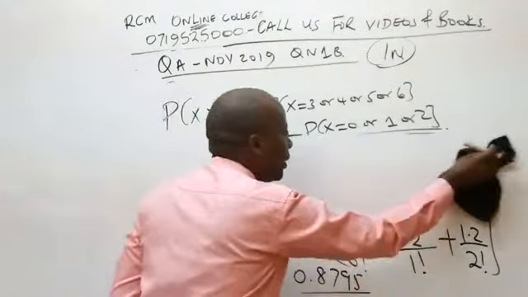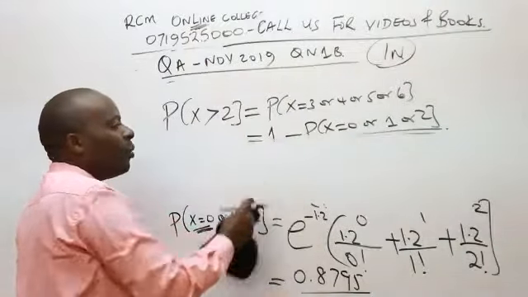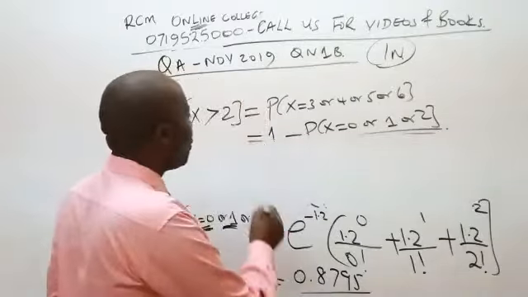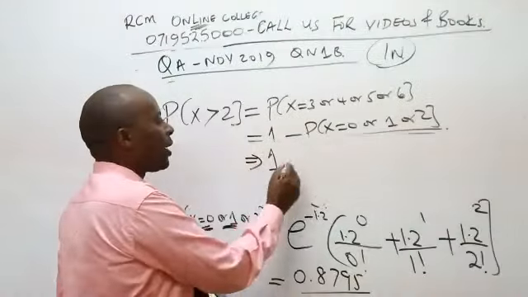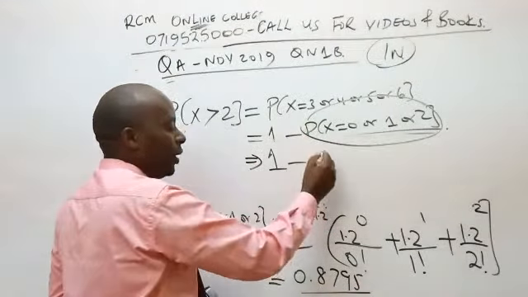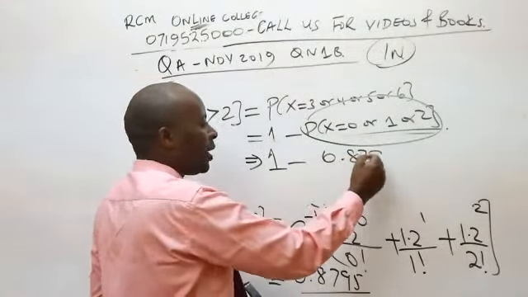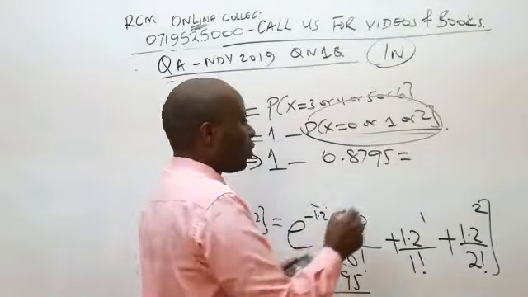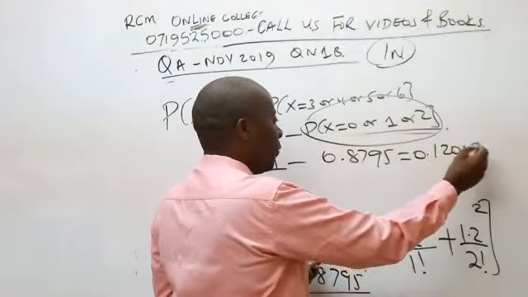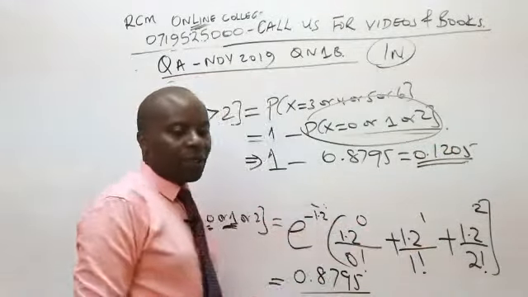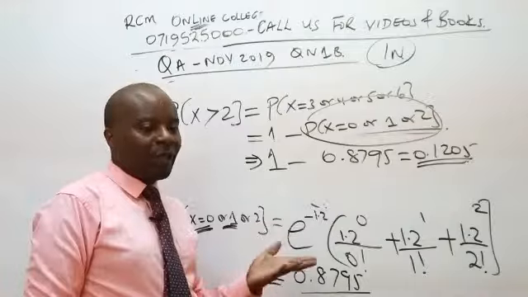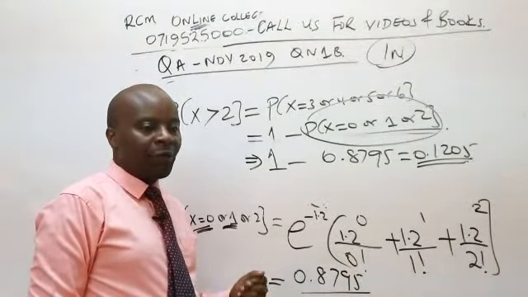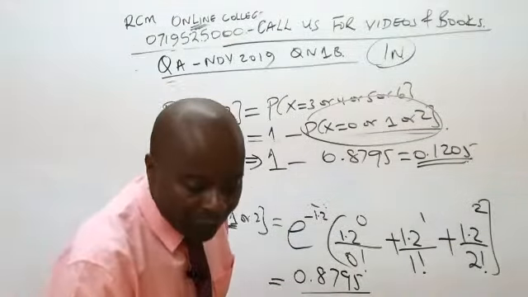Probability of more than what here? Probability of more than 2. Then this one here will be 1 minus this consolidated figure, which is 0.8795. So 1 minus answer, which will be 0.1205, like that. That is the answer. You can see, of course, the two models are not giving us the same answers. So that is the end of that question.